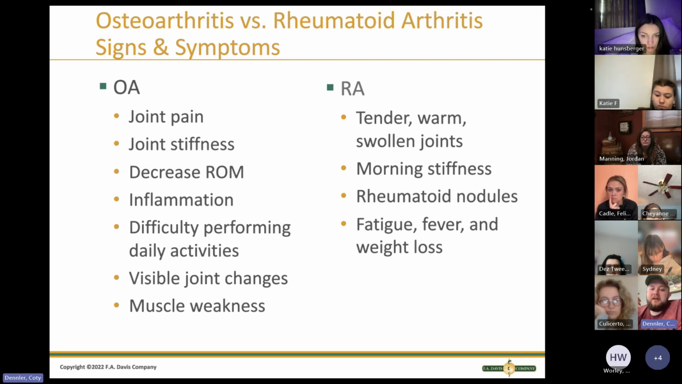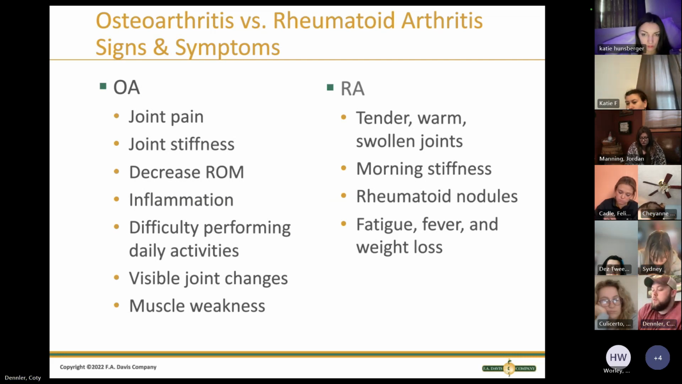RA, you see these tender, warm, swollen joints, that fusiform swelling, morning stiffness, rheumatoid nodules. I'll show you what that looks like. And then a fever, fatigue, weight loss, which is more systemic. I hope this paints a really good picture for you guys of the two, because they're very different. So, any questions on that before we move on to some pictures?